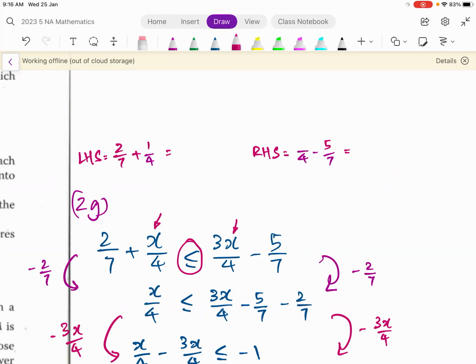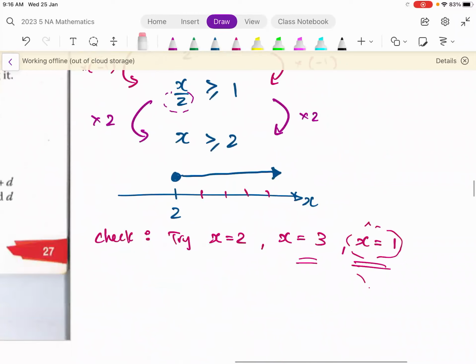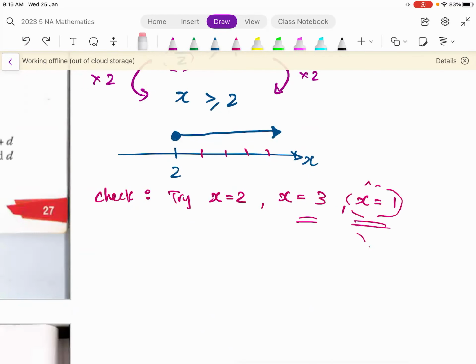When x is equal to 1, and then right hand side 3 over 4 minus 5 over 7. Okay, what's the left hand side value? 15 over 28. Right hand side? I think it'll be smaller. 1 over 28. So can you see now? Left hand side is greater than right hand side. It doesn't satisfy the inequality because I chose a value of x that is on the other side. 1 is over here.